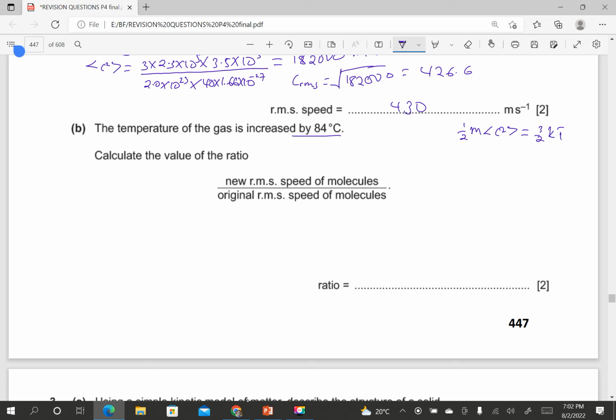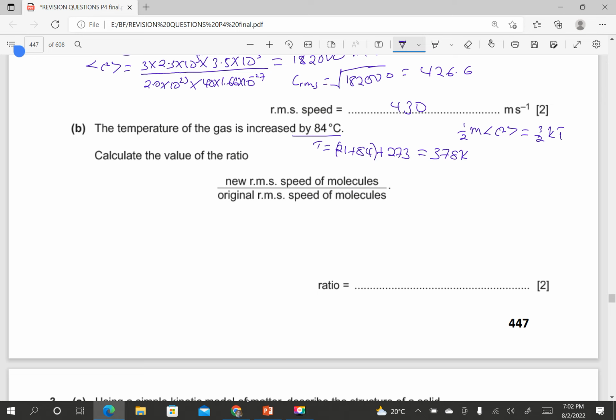The new temperature is going to be equal to the initial temperature, which was 21, plus the increment, which is 84. Then I change this to Kelvin, that is plus 273, which gives us 378 Kelvin. That is the new temperature. The initial temperature is 21, the increment is 84, plus 273 to change it to Kelvin.